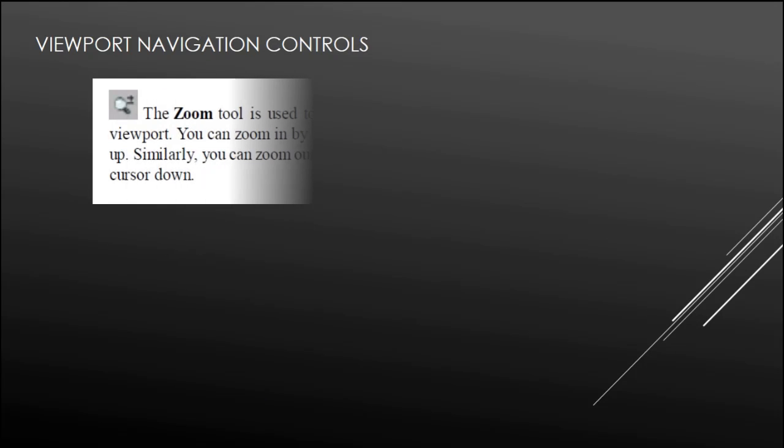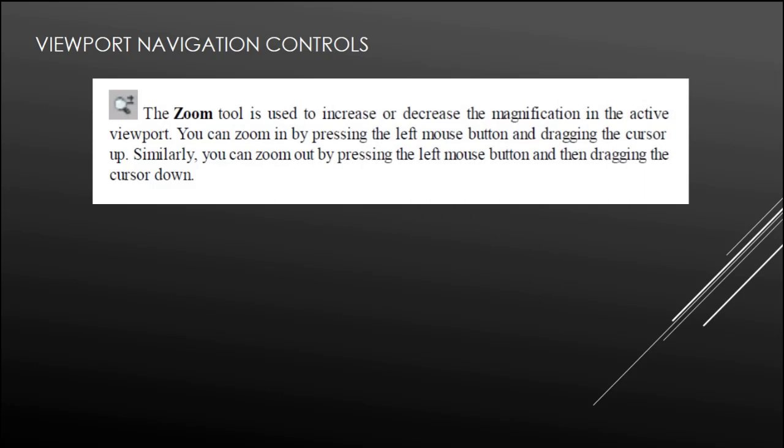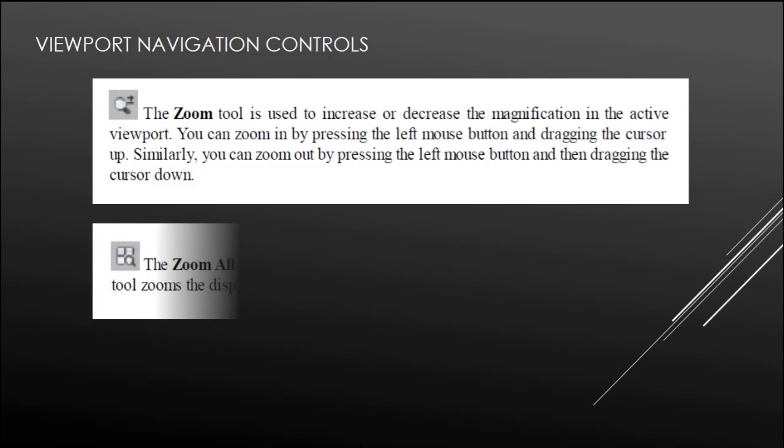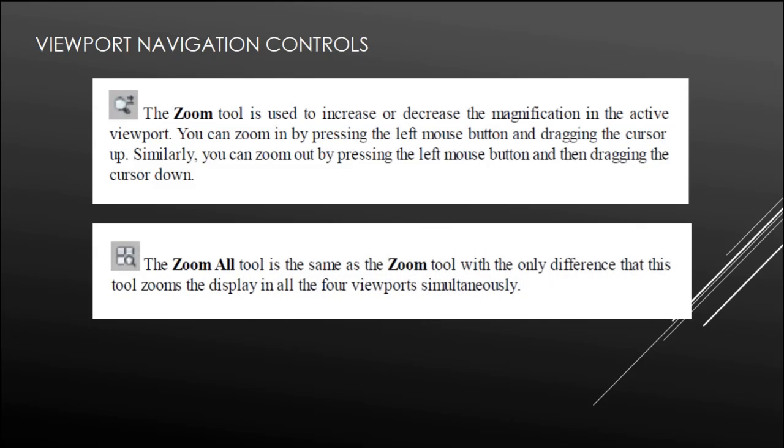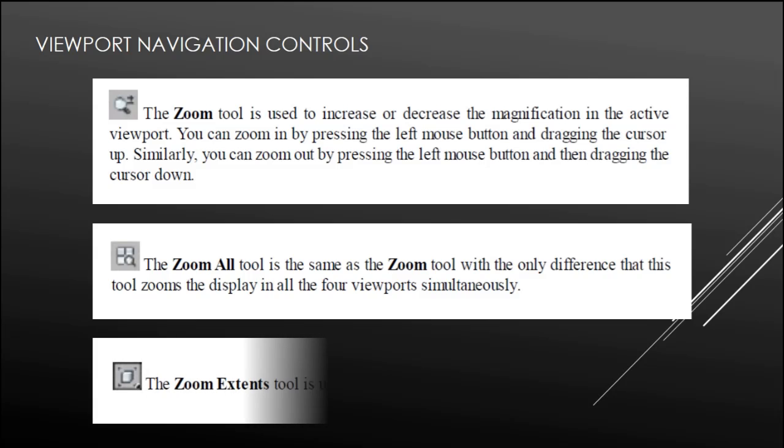The Zoom tool is used to increase or decrease the magnification in the active viewport. You can zoom in by pressing the left mouse button and dragging the cursor up. Similarly, you can zoom out by pressing the left mouse button and then dragging the cursor down. The Zoom All tool is the same as the Zoom tool, with the only difference that this tool zooms the display in all the four viewports simultaneously.